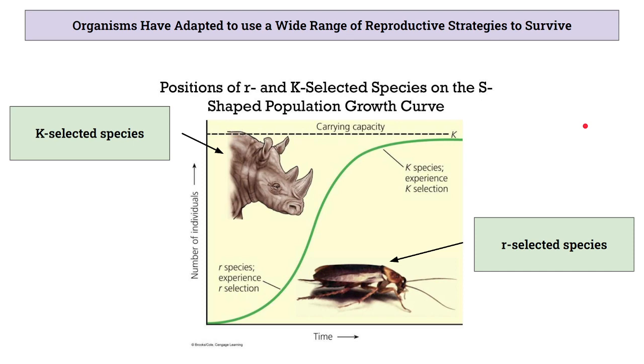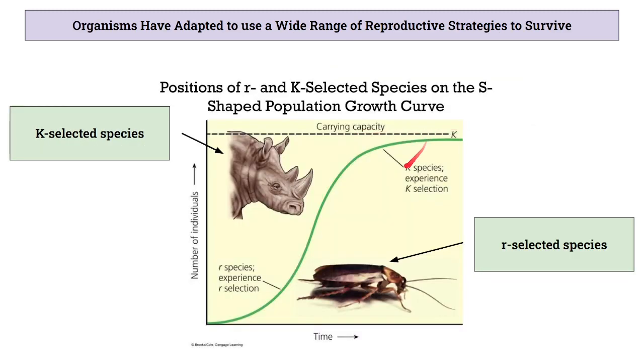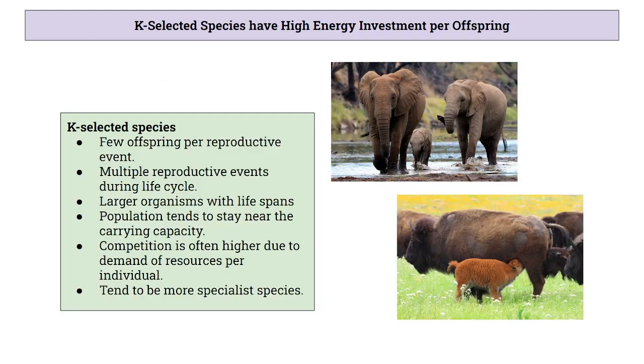But for the most part, they stay pretty steady. Competition is often higher due to demand of resources per individual. So you're not going to have these boom and bust populations. Competition will always be high because you're always at this carrying capacity. So you have as many organisms as that ecosystem can support, all competing for the resources that are scarce because there are so many individuals already there.